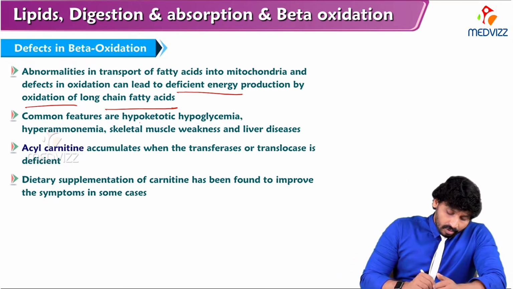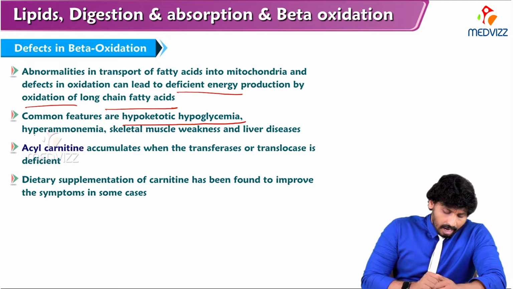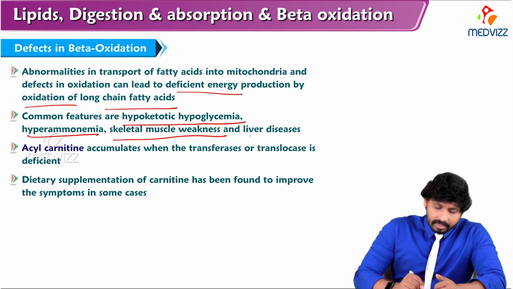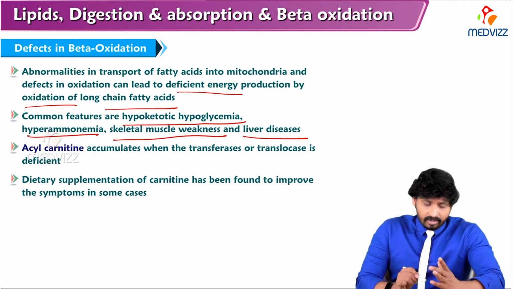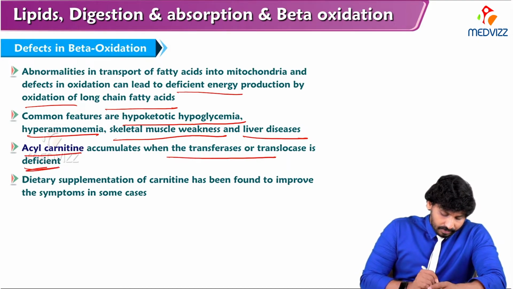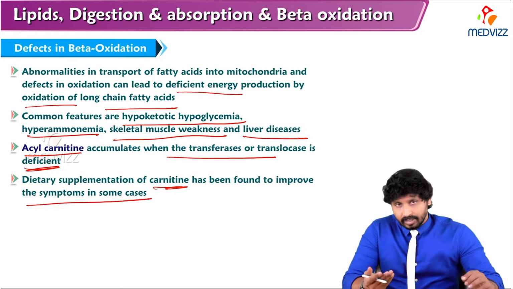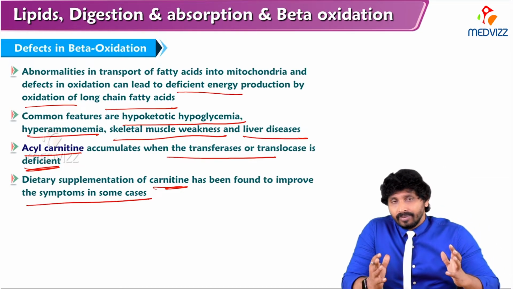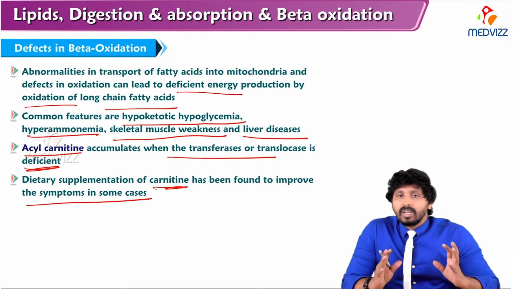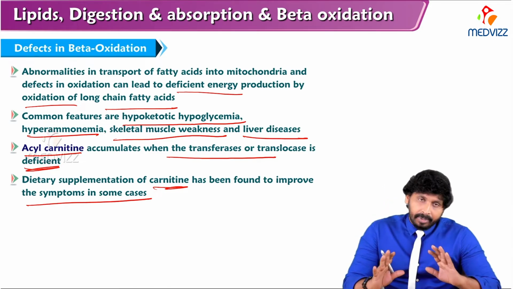Common features of the defects of beta oxidation are hypoketotic hypoglycemia, hyperammonemia, skeletal muscle weakness, and liver disorders. All these things are related to this. Acyl-carnitine accumulates when transferase or translocase is deficient. Dietary supplementation of carnitine has been found to improve the symptoms in such cases. If the beta oxidation defect is because of carnitine deficiency, and you provide carnitine from an external source, then it will restore the beta oxidation.